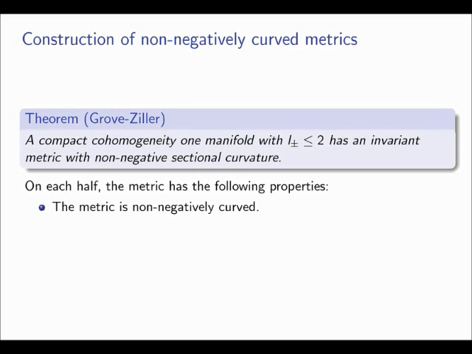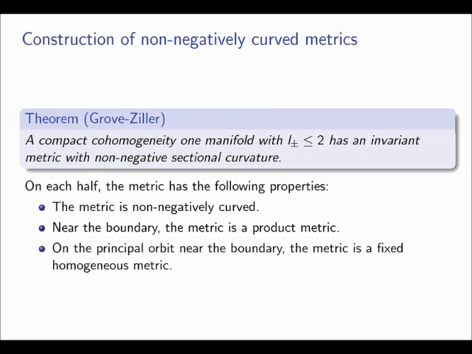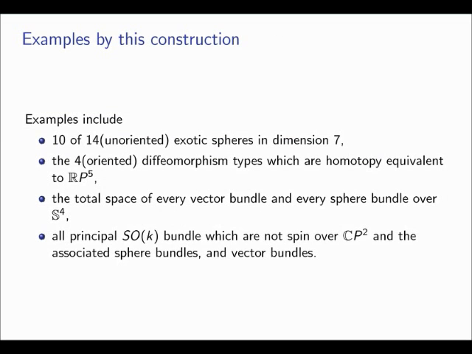There are many examples from this theorem, from this construction. One is the exotic spheres. Ten of the 14 exotic spheres arise by this property, and there are also other examples in this construction. So this is a new construction for non-negatively curved metrics.